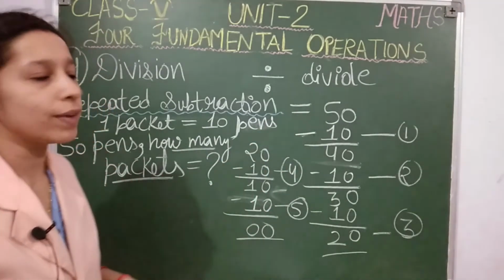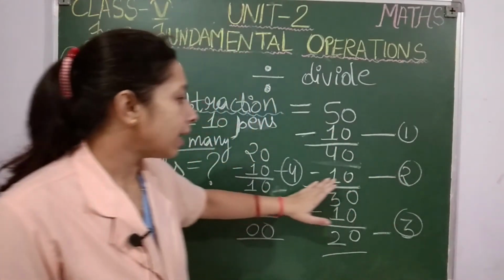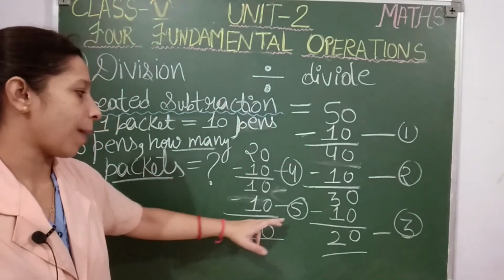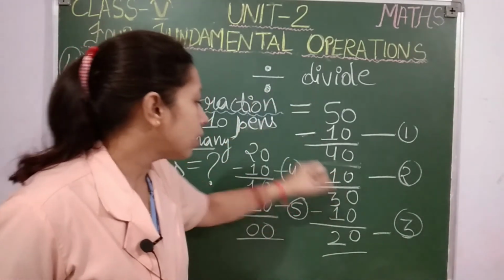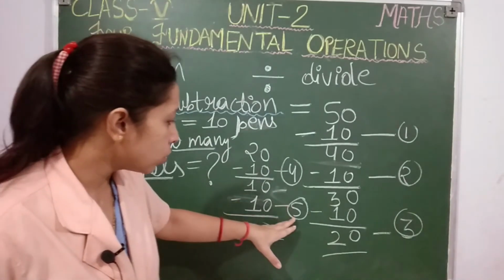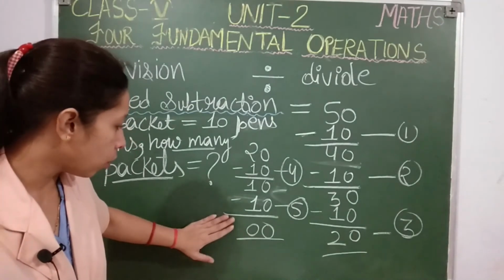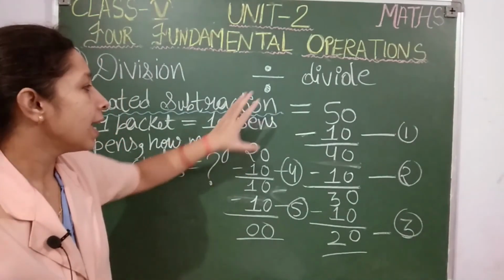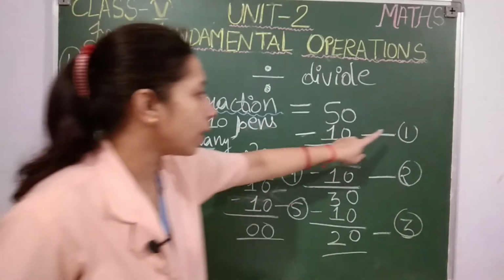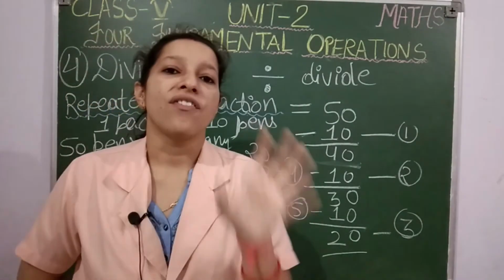How many packets we have used students? See, first packet 10 pens, second packet again 10 pens, third packet again 10 pens, like this fourth and fifth packet. When I took the remaining pens at last and kept them in the last packet, after that no pen is remaining with me, means total 50 pens we have kept in the packets. And how many packets we have used? 1 2 3 4 5. I have to use 5 packets.